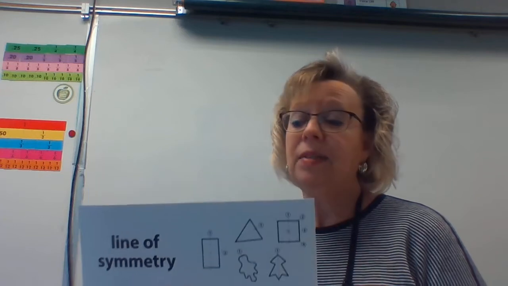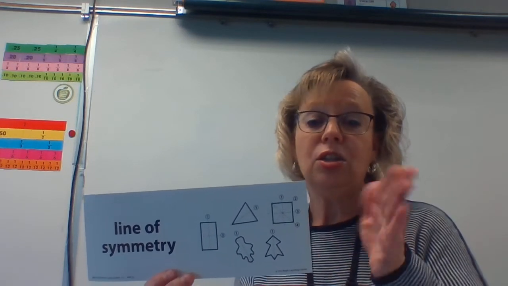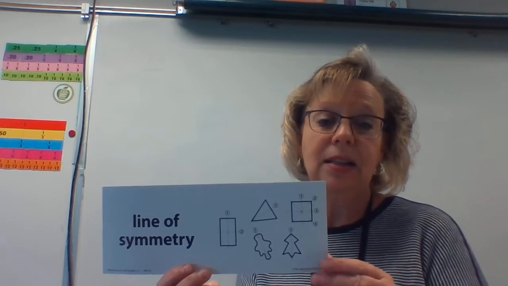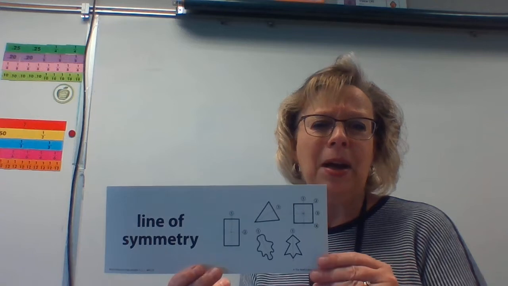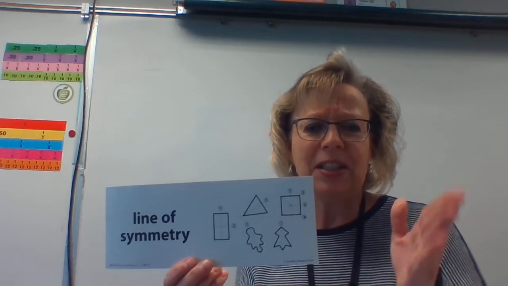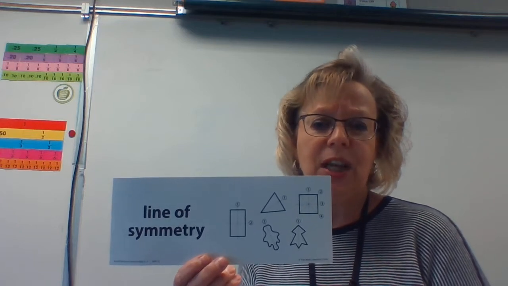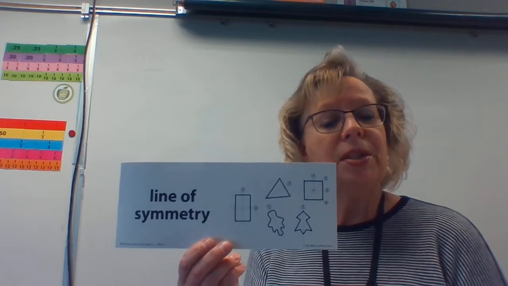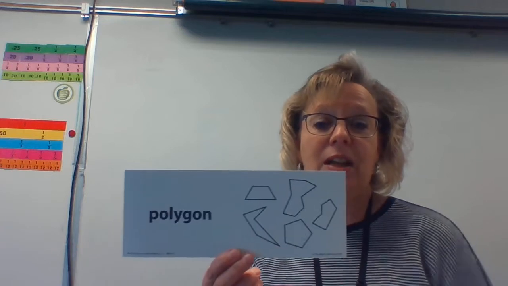But remember, a line of symmetry is where a line divides the shape into two exact shapes. So in our classroom we use mirrors too, and just put a mirror on a line to see if the exact same shape showed up in the mirror. So symmetrical, lines of symmetry. Lines of symmetry are used on polygons.